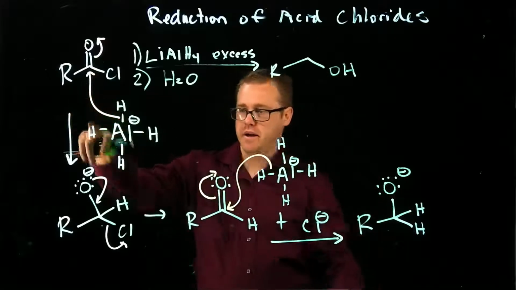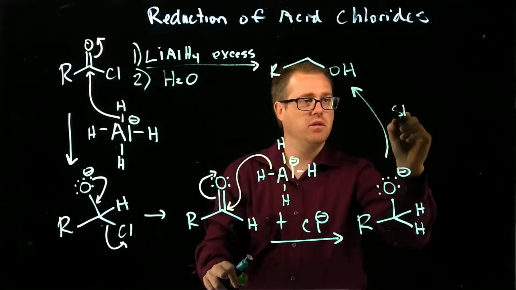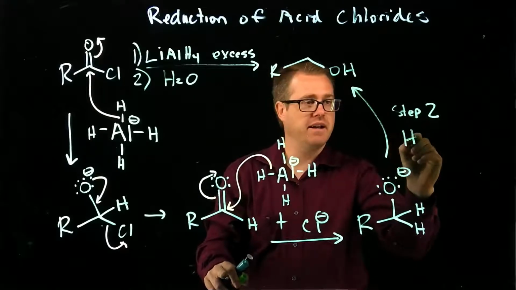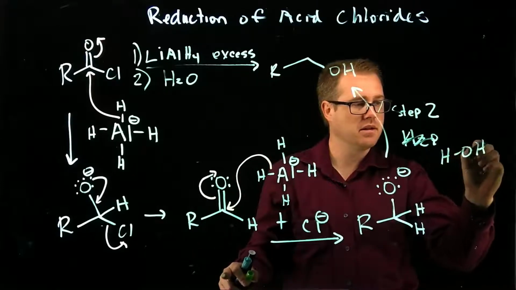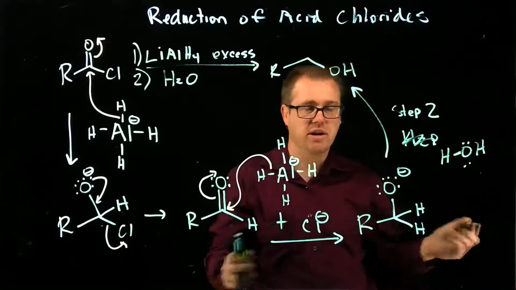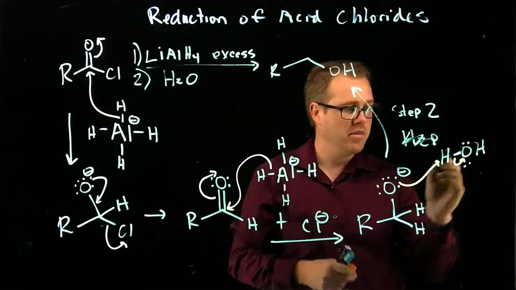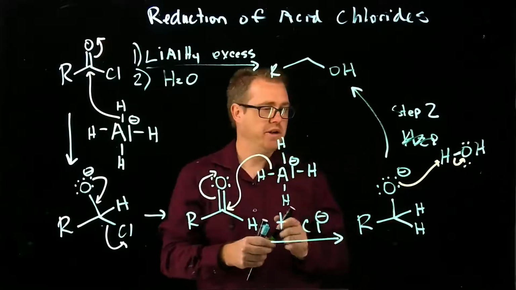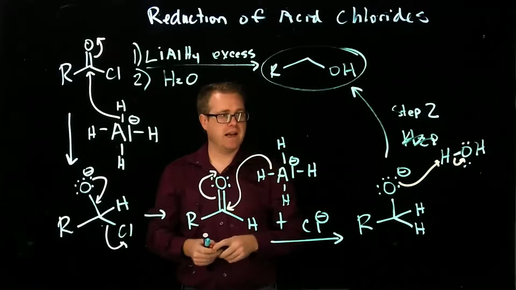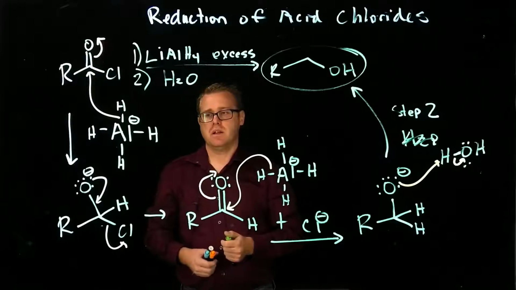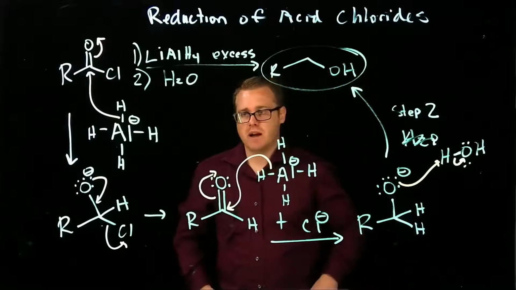So all of this right here, this is all step 1. Now we have to do step 2, which is simply adding water. And what's water doing here? If I redraw it like this, it's a proton source. We are doing a proton transfer mechanism, in which now we're going to then protonate the alkoxide to give us the alcohol. So that's the basic mechanism of the reduction of acid chlorides.